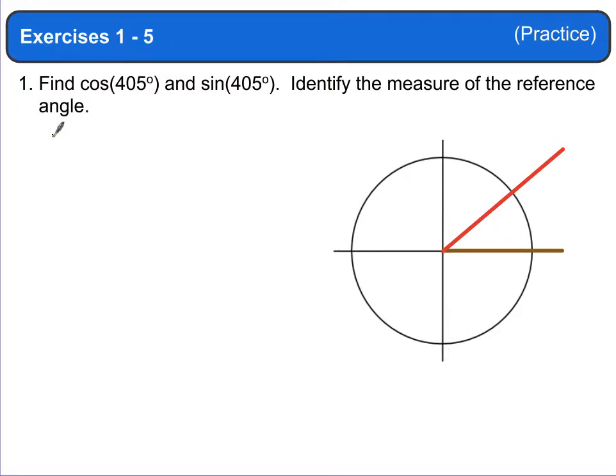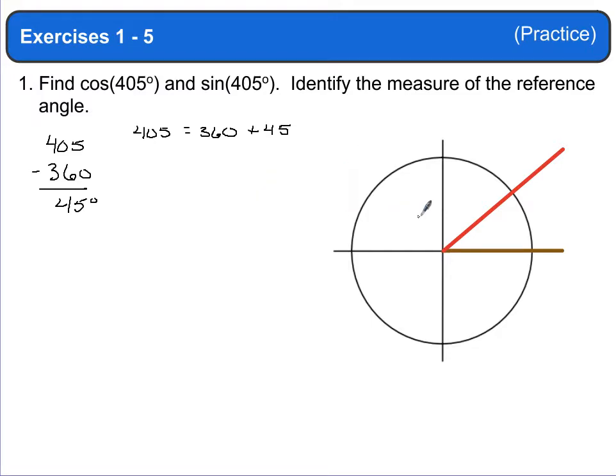So if I took my 405 and I minus 1 complete rotation around the circle, so 405 minus 360, I'm going to get 45 degrees. So thusly, we know that 405 is equal to 1 360-degree rotation, meaning 1 time around the circle completely, plus another 45 degrees. That's going to take us there.